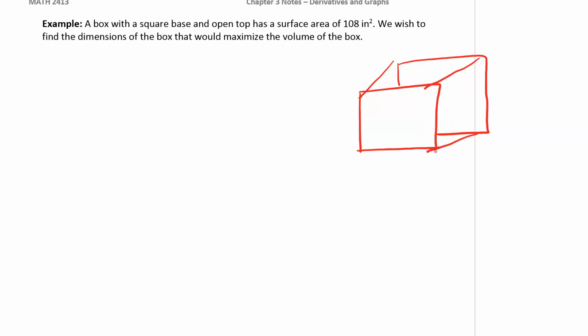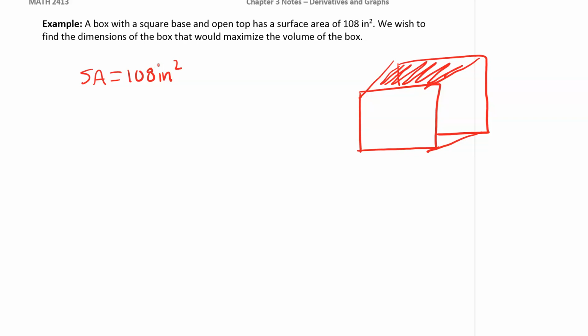It has a square base and an open top, so that means we don't have a lid on this one. It has a surface area of 108 inches squared. Now remember, surface area is like you're taking wrapping paper and wrapping the entire box. So we're going to have to use that information somehow.